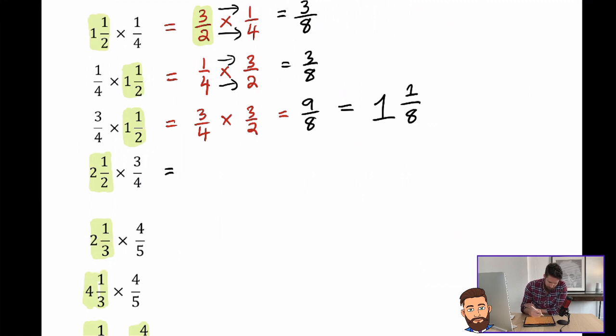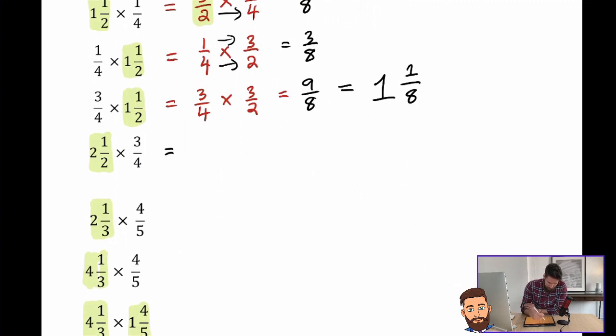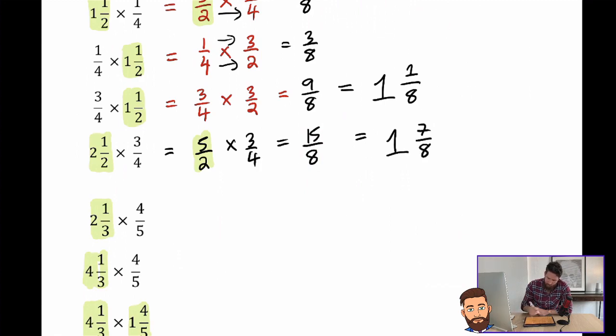Okay, so 2 1/2, 2 times 2 is 4, plus 1 is 5, so that would be 5 over 2, is what that would change into. Times by the original 3 quarters is okay, because it's not top heavy or mixed. Then you times across. 5 times 3 is 15, 2 times 4 is 8. Top heavy, how many times does 8 go into 15 whole? 1 whole 1 with 7 8s left over.